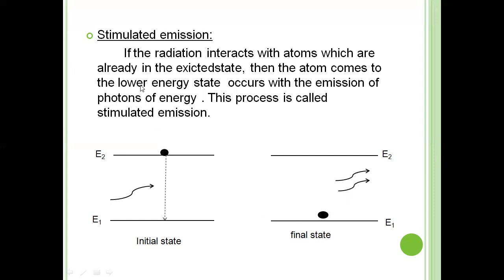So two such photons we can call coherent. In stimulated emission, if the radiation interacts with atoms which are already in the excited state, then the atom comes to the lower energy state with the emission of photons of energy. This process is called stimulated emission.